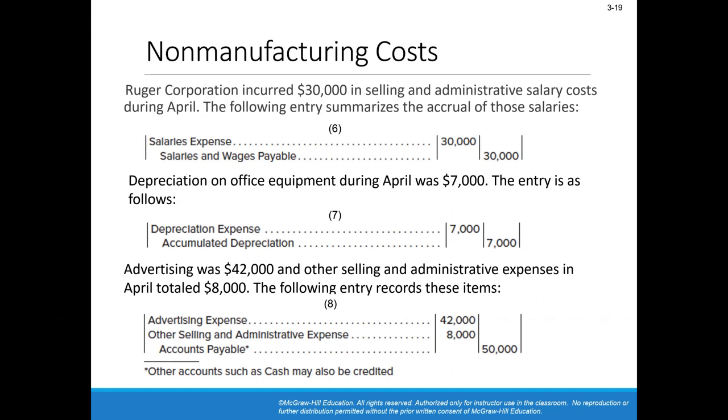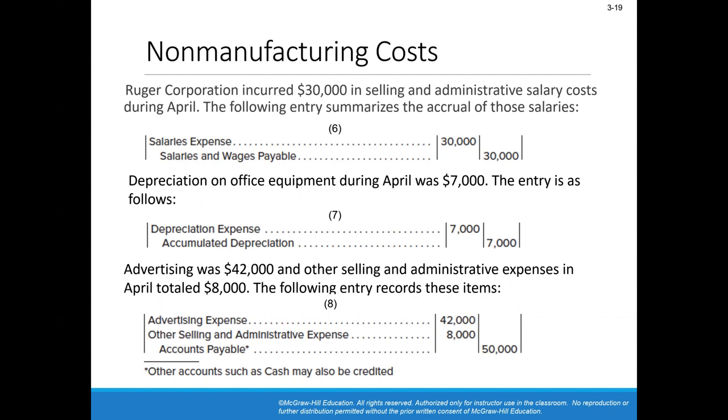Then we have depreciation and office equipment. April was $7,000. So we're going to do depreciation expense, 7,000. We're going to credit accumulated depreciation of 7,000. And that's going to offset that asset that you have on the books for the equipment. Then we have advertising, that was 42,000. And we have some other selling and admin expenses that are 8,000. So let's record those. So we have advertising for 42,000.